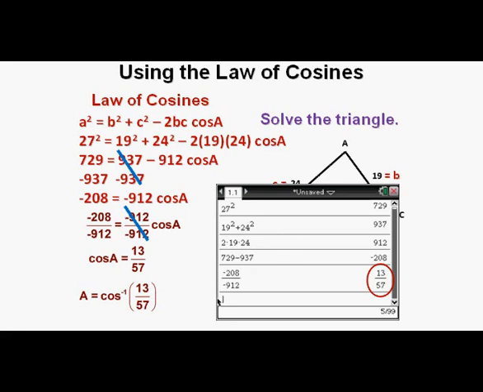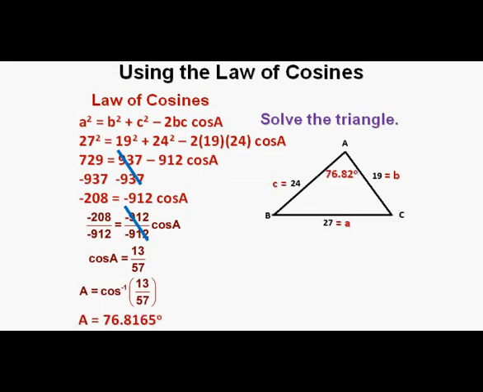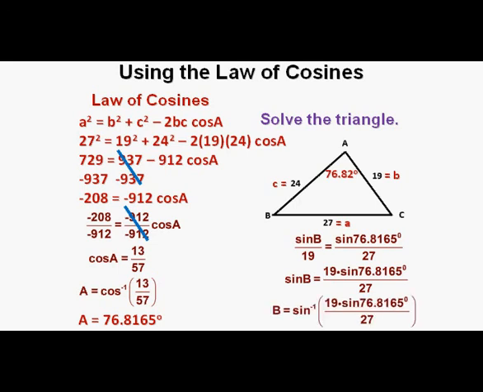And going to the calculator, angle A is 76.8165 degrees. We label the angle accordingly, and rounding to the nearest hundredth, we have angle A measures 76.82 degrees. Next, using the law of sines, we'll solve for angle B by first setting up the equation sine B over 19 equals sine of 76.8165 over 27. And cross multiplying the 19, we have the sine of angle B equals 19 times the sine of 76.8165 degrees divided by 27. So angle B is the inverse of the sine of all that on the right side of the equation. And here it is entered in the calculator.